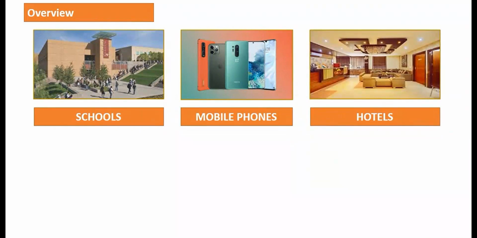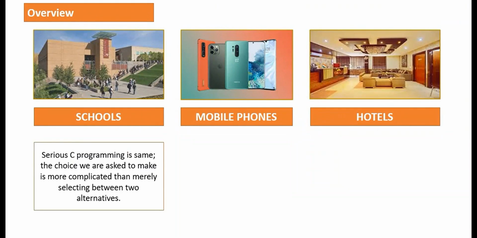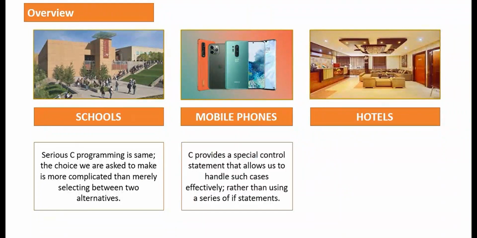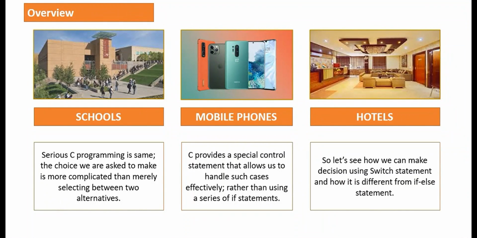Similarly in a C program, the choices we are asked to make are more complicated than merely selecting between two alternatives. C provides a special control statement that allows us to handle such cases effectively rather than using a series of if statements. Suppose we have a number of test conditions or choices, then we would have to write multiple if statements, right? But C provides a special control statement which is handy in such situations. Let's see how we can make decisions using the switch statement and how it is different from the if else statement.